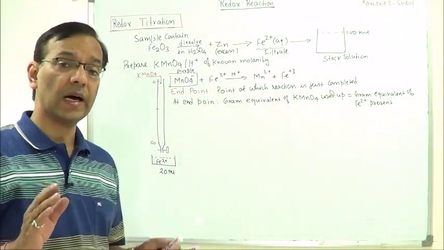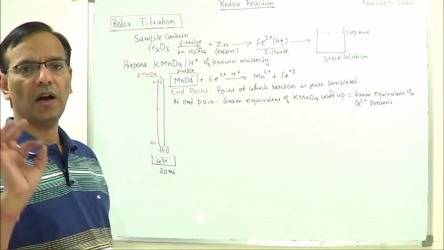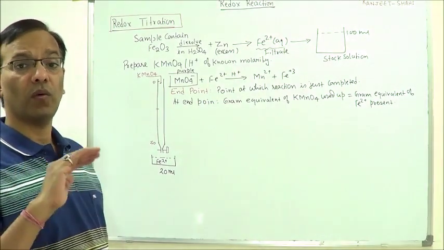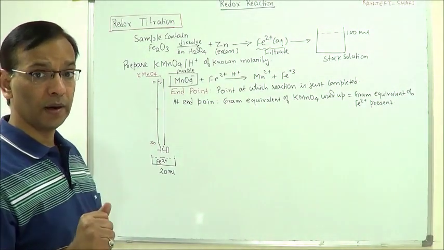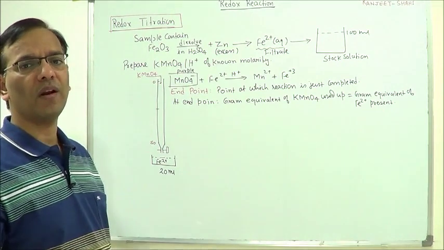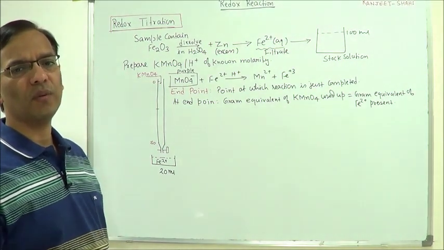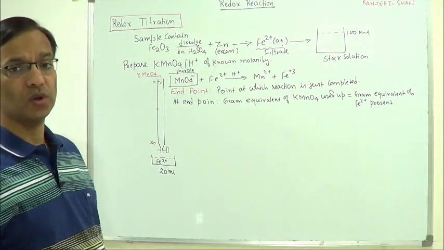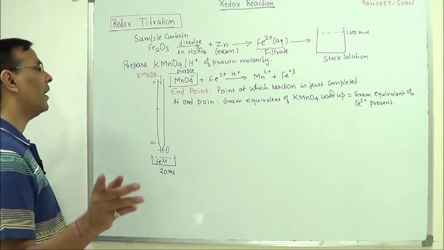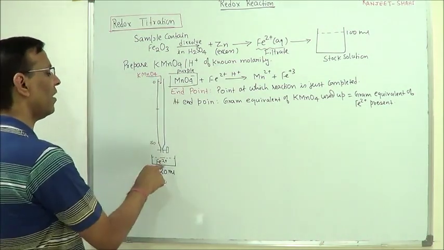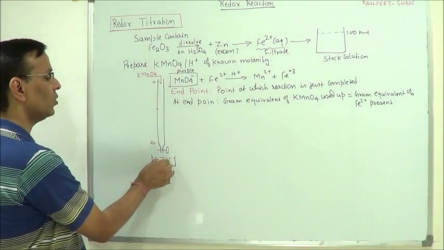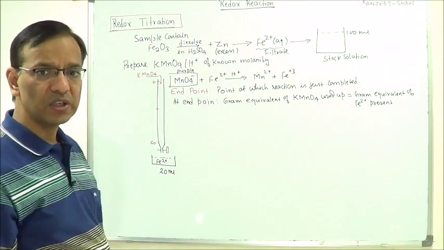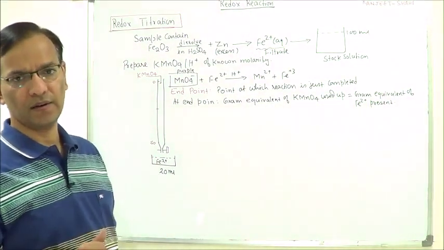So when ferrous ion is exhausted, addition of one extra drop of potassium permanganate will make the entire solution purple, because there is no ferrous ion left in the solution to reduce permanganate ion. So that will be the end point. The end point in this titration will be the point at which this solution, which is colorless originally, develops a persistent purple color.